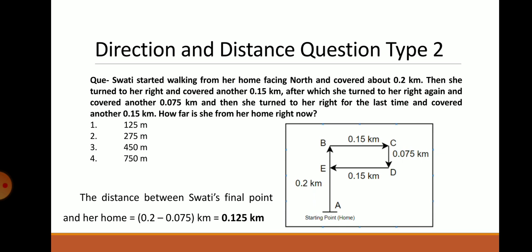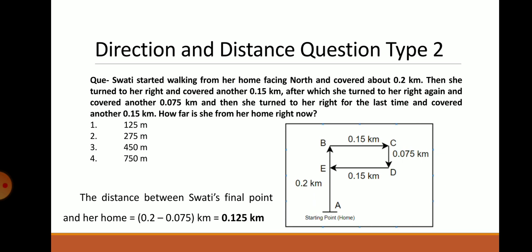Here also, drawing the approximate distances is important. Draw this rough diagram, but draw these lines with approximate distances. That means 0.075 will be smaller than 0.15 or 0.2 kilometer. That should be reflected in the diagram.